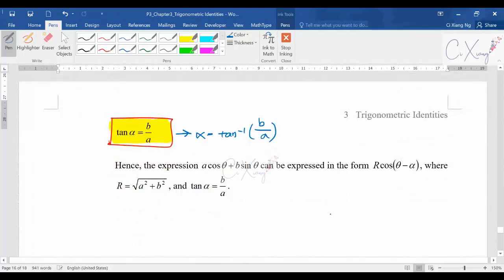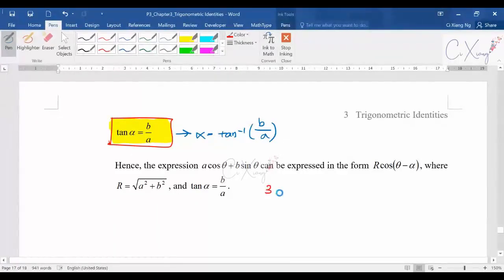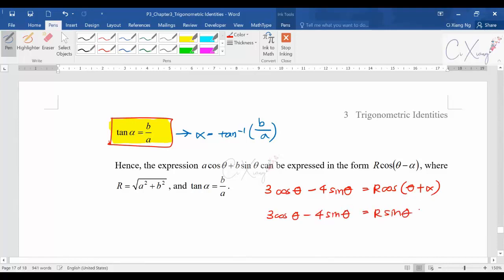After that, just now I said if your first term starts with cos, let's say 3 cos theta minus 4 sine theta, then you change it to cos, which is easier, correct or not? How about if the question gives you 3 cos theta minus 4 sine theta, but they want you to change it to sine, then how?